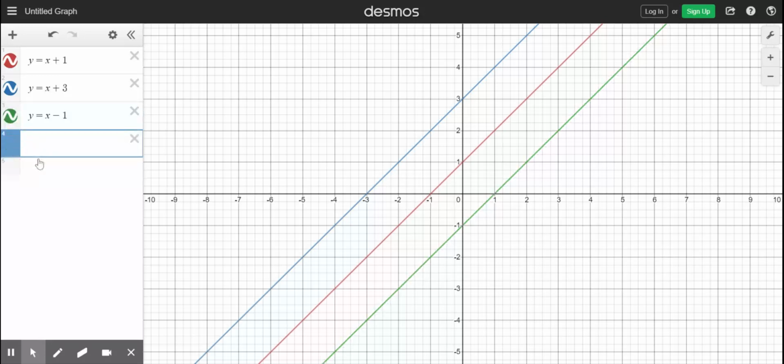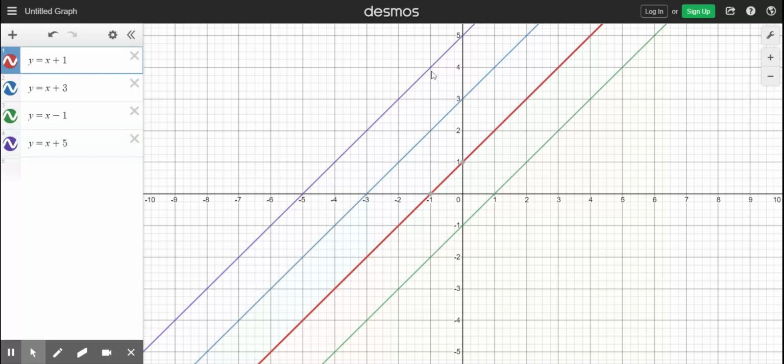So if I were to increase my y-intercept by 4, I get y equals x plus 5. My original graph was y equals x plus 1, and my new graph is y equals x plus 5. And notice I have just moved up 1, 2, 3, 4 units because my y-intercept has increased by 4 units.